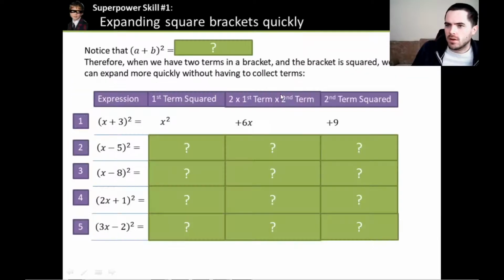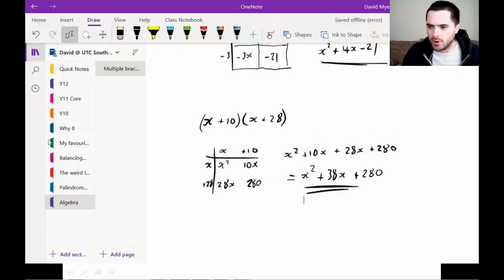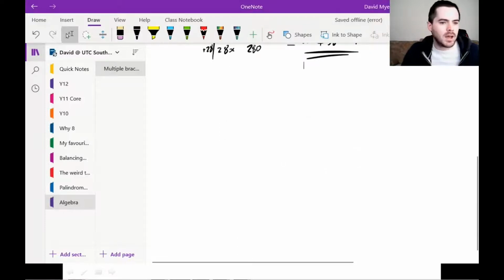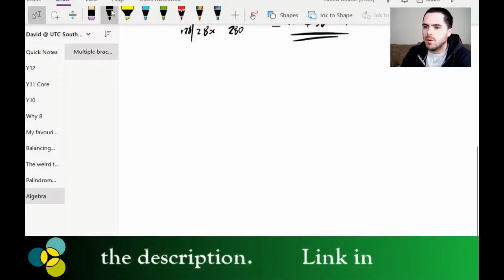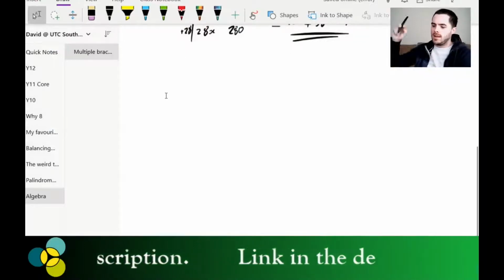Shifting on, we can think about expanding square brackets fairly quickly. I'll do it in the OneNote. The link's in the description anyway. Let's shift on to my OneNote scene, because I'm a one-man working here.